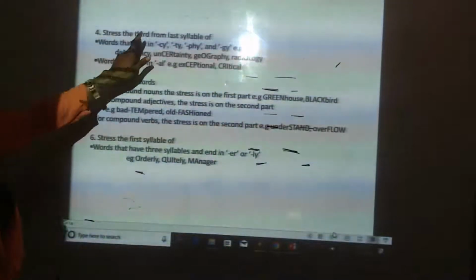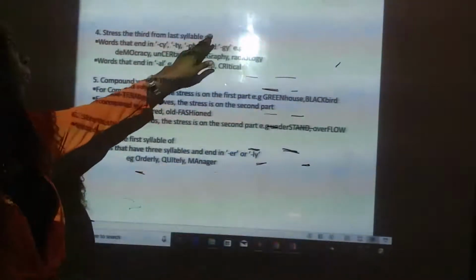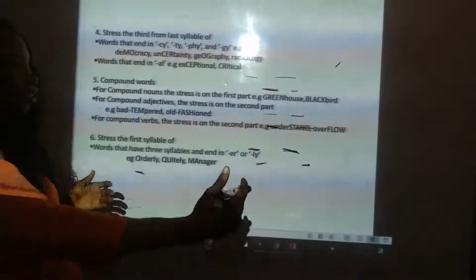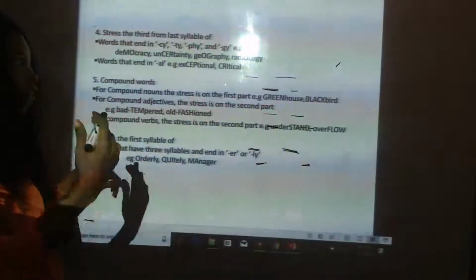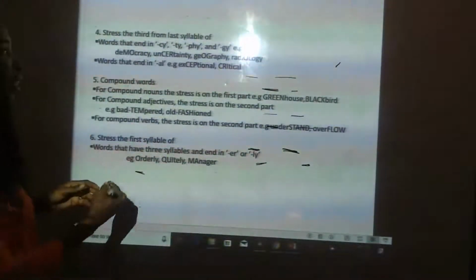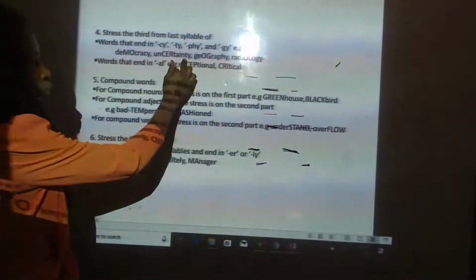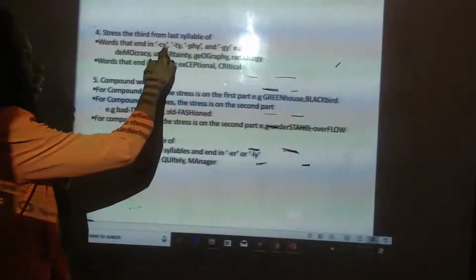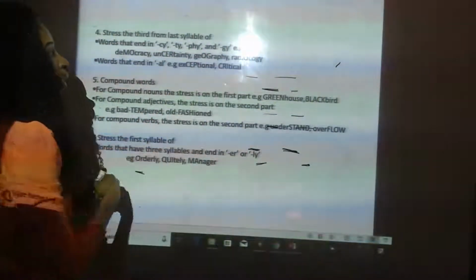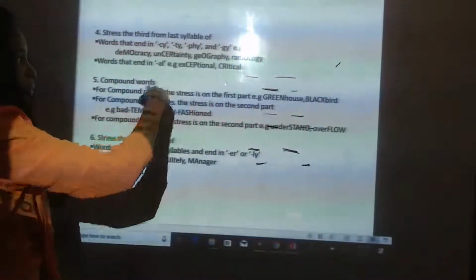Next, stress the third from last syllable of words that end in -cy, -phy, -gy. The last one was second to the last, while this one will be third from the last. That means any word given to you that ends with -cy, -phy, -gy, count the third from the back and stress that third.